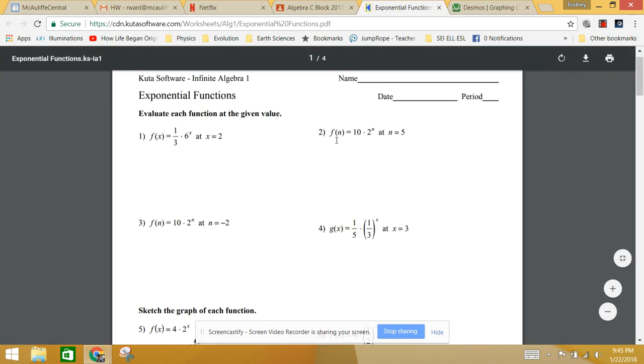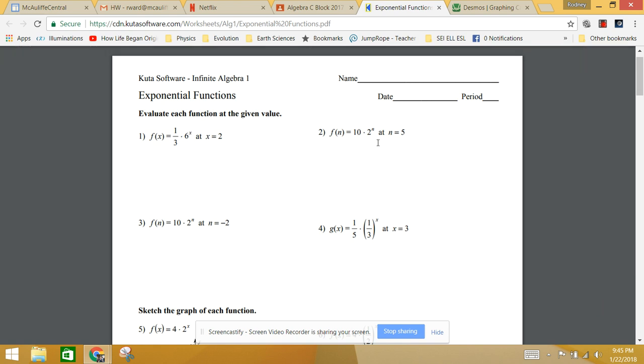Let's take a look at the next one. Next one says the function in terms of n for 10 times 2 to the n power at n equals 5. All right, so number 2 is telling us our input n has to be 5. So we're going to solve basically the function in terms of 5 for 10 times 2 to the 5th power. So we're replacing n with 5.